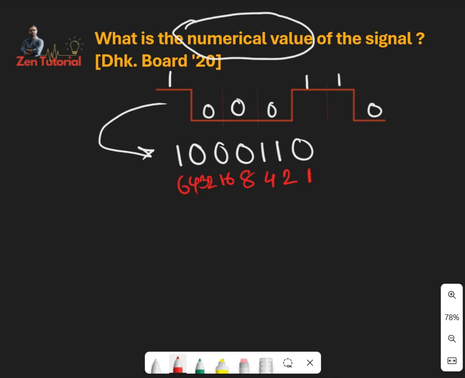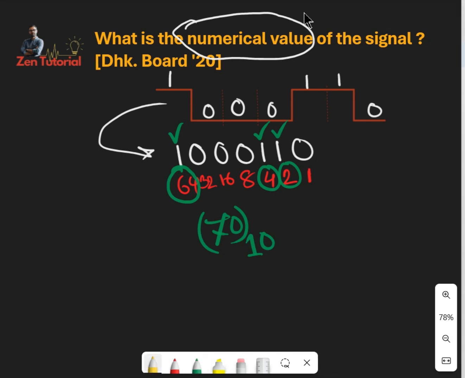So the value for 64 is 1, so we have to accept this one and this one. So all these three, which are actually the high values, will be summed up. So 64, 4 and the 2. So this will be 70, right? So this is the numerical value of the signal. This is actually in base 10.